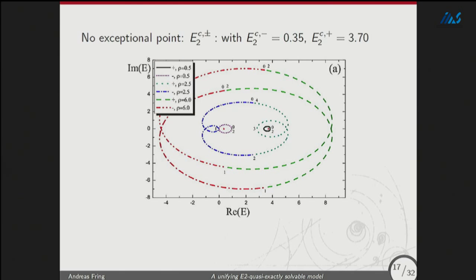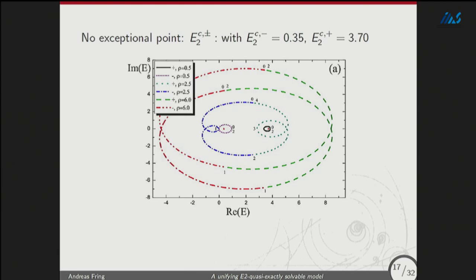So that's a common structure, and I can get a similar structure, in fact, if I don't do it at an exceptional point. So now I just pick some energies here. Here the energies are located, one at 0.35, one at 3.7. This is not an exceptional point. And I surround this now, and I just go back to the origin. And this one I also go back, and I come back to the origin. But if I make my radius larger, I just get what I observed before for the exceptional point.